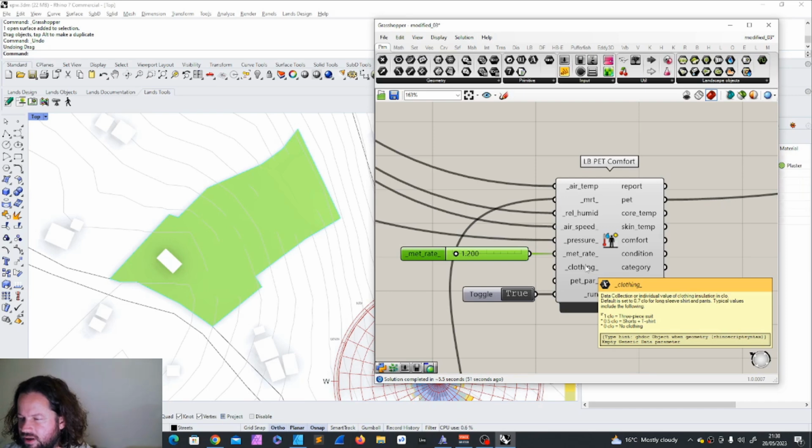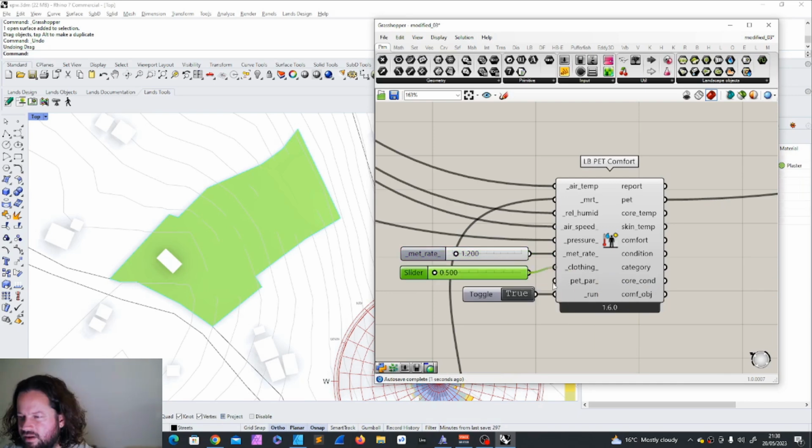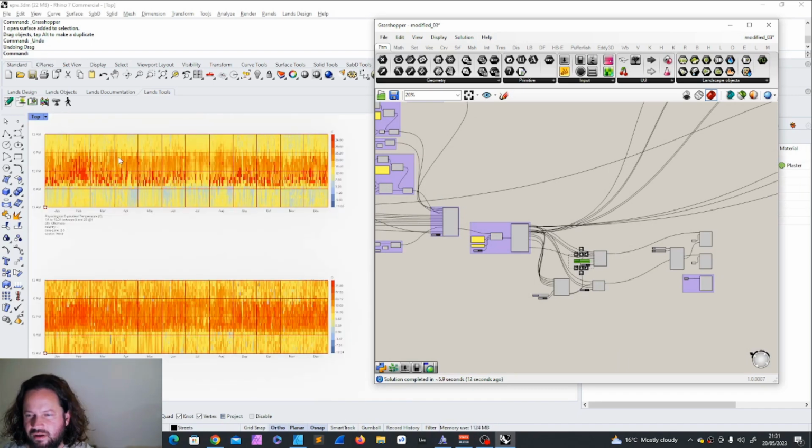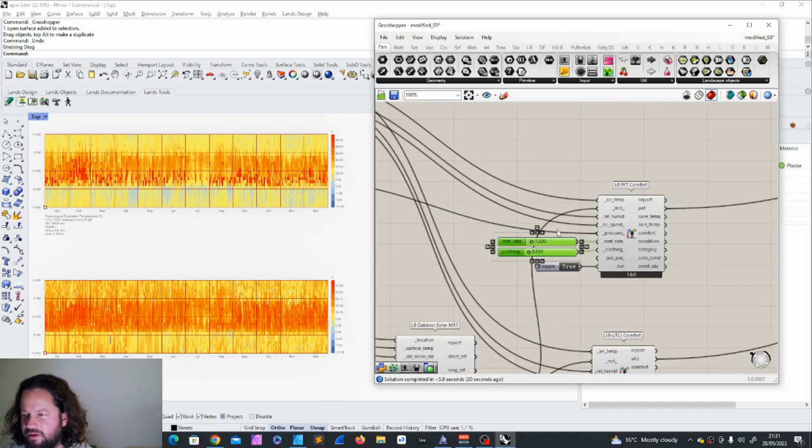Clothing, 3-piece suit, no. Shorts and t-shirts, much more likely, let's say. Again, it's calculating quite a lot. And let's look at the chart. It's quite different. It's really different. I'm wondering if that has something to do with the barometric pressure.